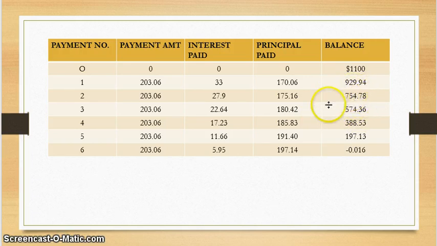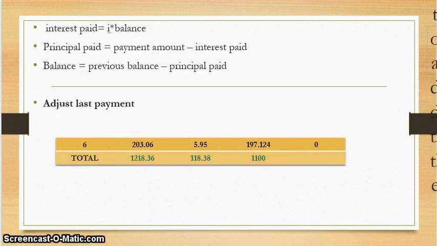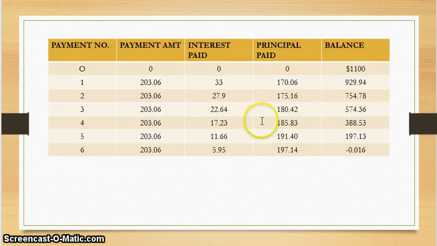Then you calculate your balance when time is equal to 3 by saying previous balance minus current principal paid, which is $180.42. Then you get $574.36. So that's how you calculate. Then you go on to complete the table until you get 0 in the final balance.